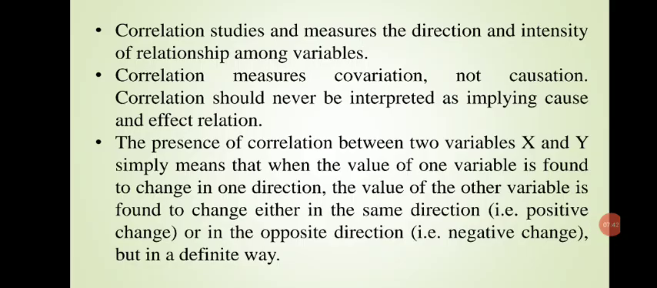Correlation studies and measures the direction and intensity of relationship among the variables. Correlation measures covariation, not causation. This is the main thing: correlation measures the direction and the extent or intensity of relation between two variables. It does not measure why these variations are caused, or any cause of variation related to these variables. So correlation should never be interpreted as implying a cause and effect relation.